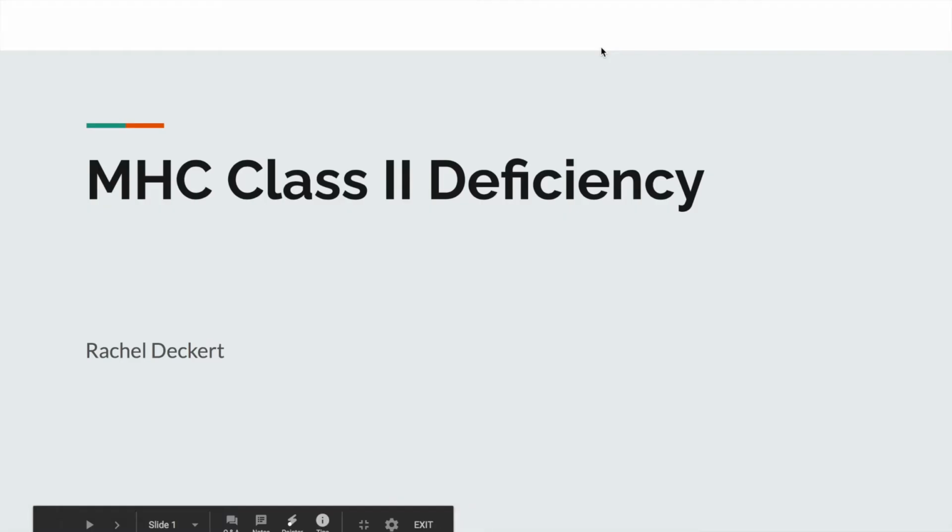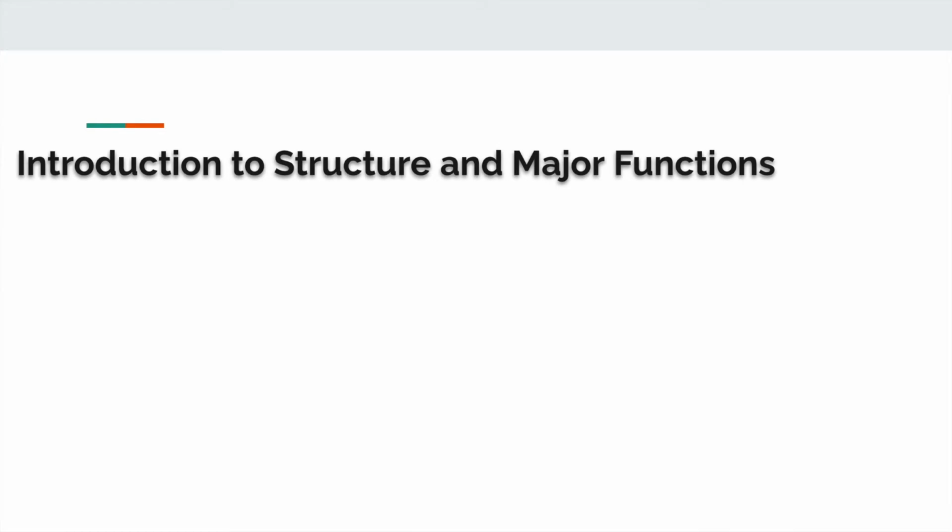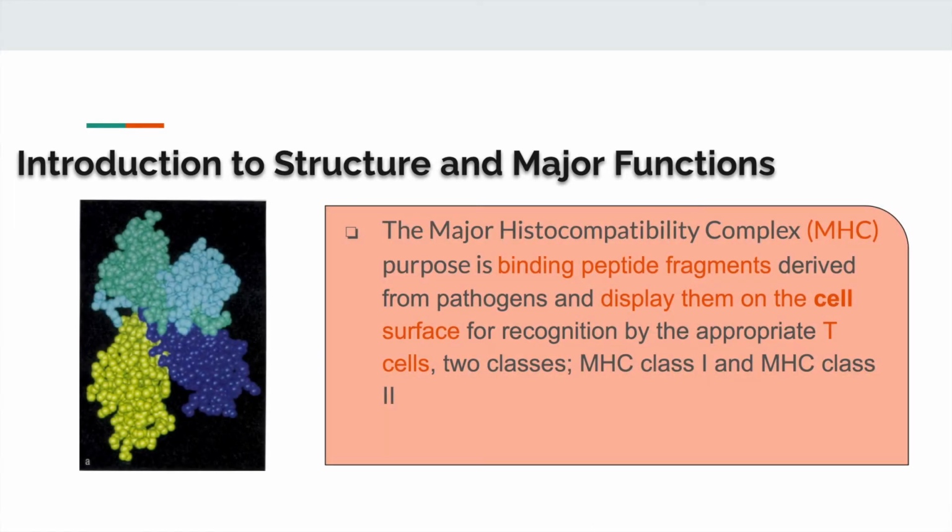Okay, so I'm going to be presenting the Case 8 case study about MHC Class 2 deficiency. First, just to provide a brief summary about the structure and major functions of MHC Class 2. We've already covered these thoroughly in class, but the study did talk about them at the beginning. And the purpose of an MHC molecule is to bind peptide fragments derived from pathogens and display them on the cell surface for recognition by the appropriate T cells.